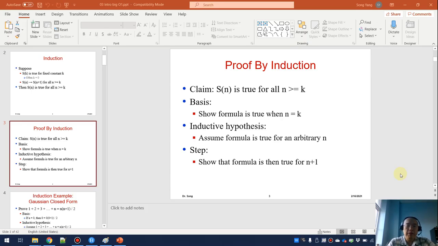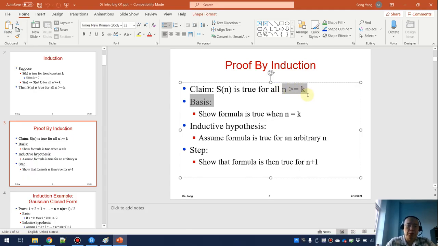Okay, so let's have a very quick review about induction. For induction, we are trying to prove that a statement is true for n values greater or equal to k. There are three major steps. Number one, the basis. For the basis, you want to prove that for the value k, this statement S is true.